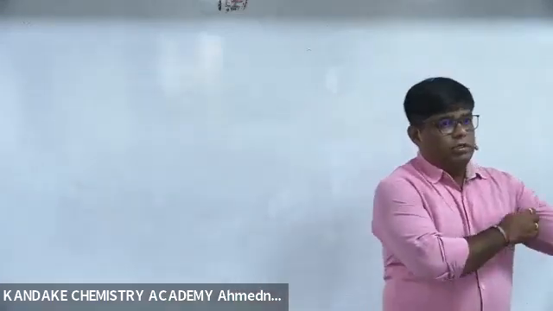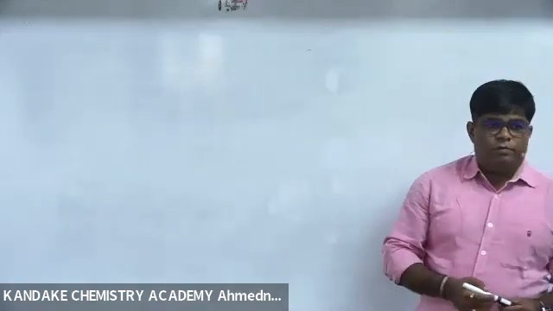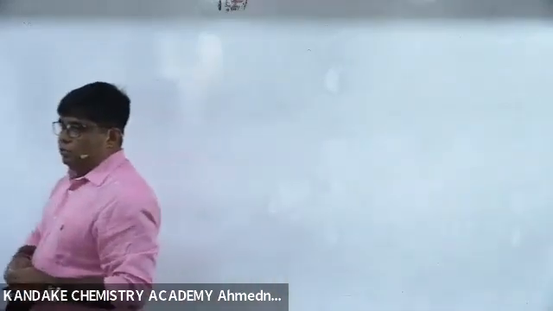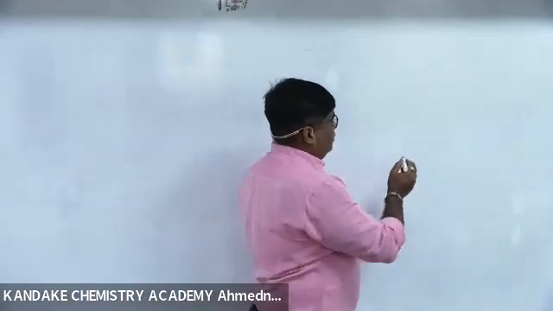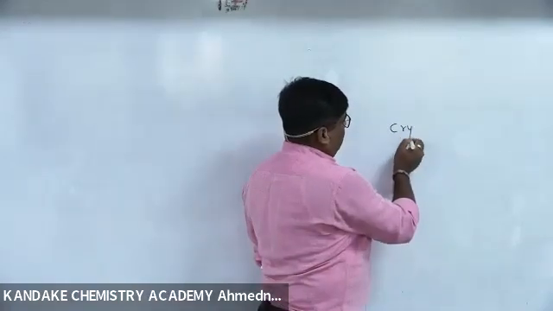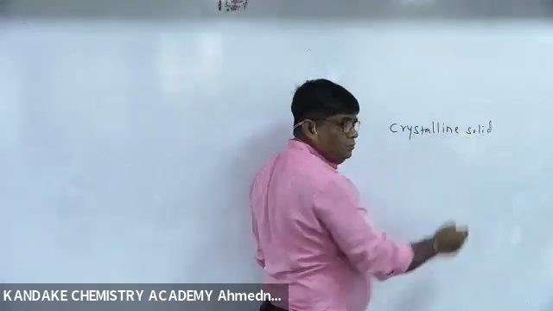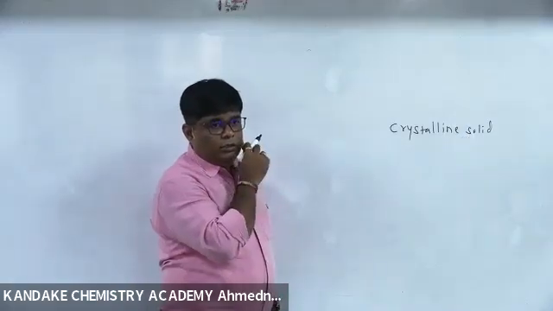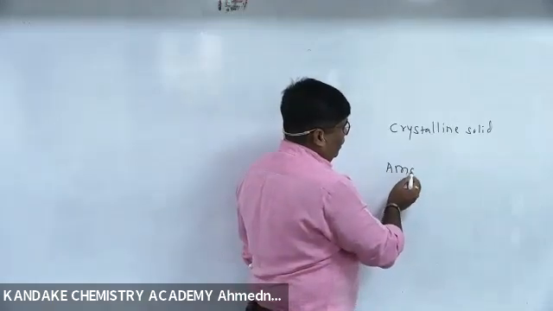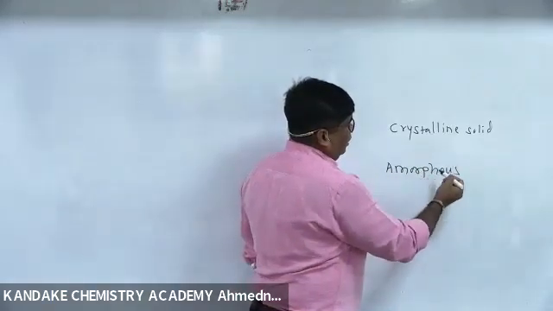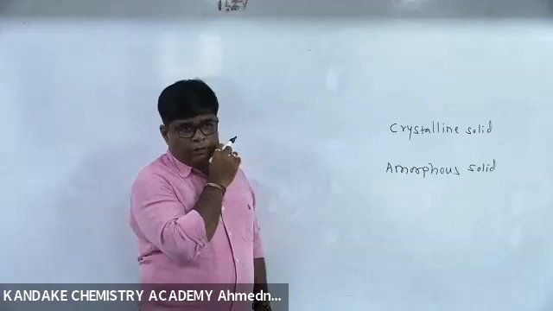Okay. So last time I told you about the crystalline solid and also the amorphous solid. What is the crystalline solid? A solid in which particles have a definite geometric shape and a definite geometric arrangement in three-dimensional space is called a crystalline solid. Now what is the amorphous solid? Amorphous solid particles don't have a definite geometric shape. Such types of solids are called amorphous solids.